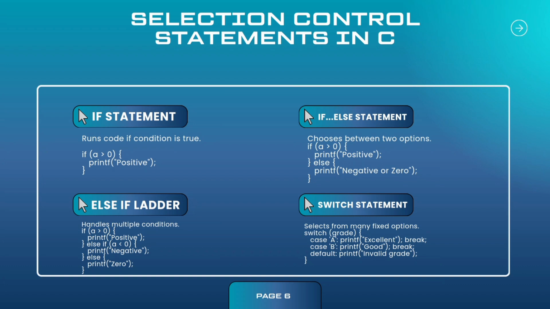Selection control statements in C. If statement, run code if condition is true. If else statement, chooses between two options. Else if ladder, handle multiple conditions. Switch statement, selects from many fixed options.